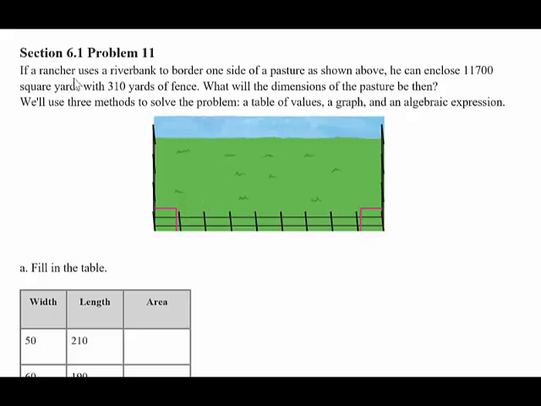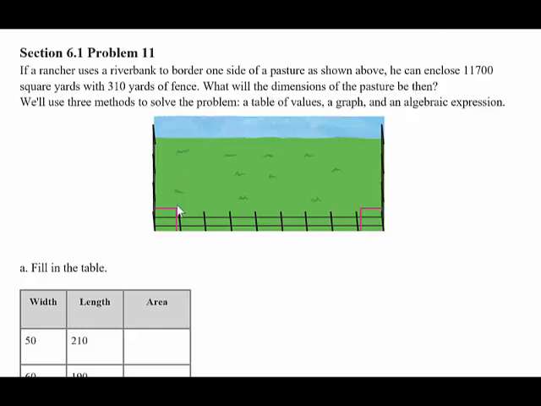This is problem 11 from section 6.1. If a rancher uses a river bank to border one side of a pasture as shown, he can enclose 11,700 square yards with 310 yards of fence. What will the dimensions of the pasture be then?